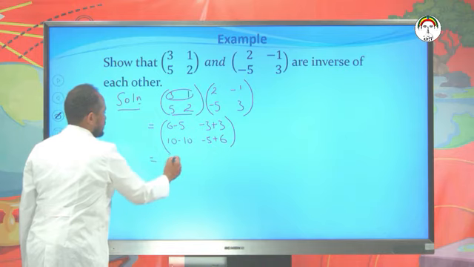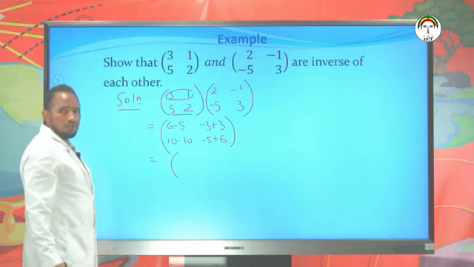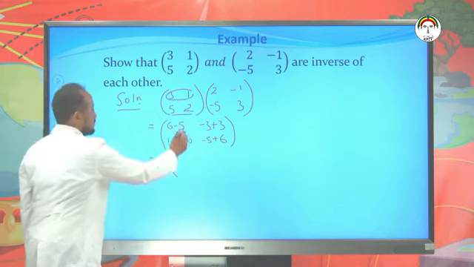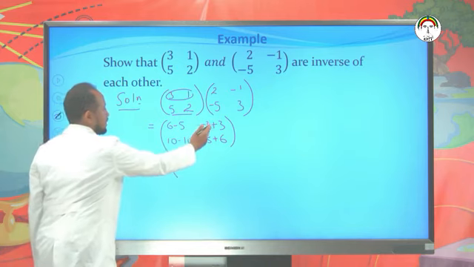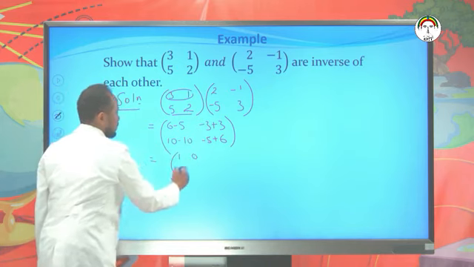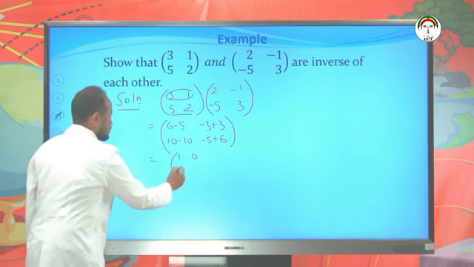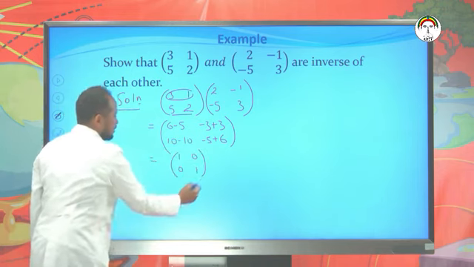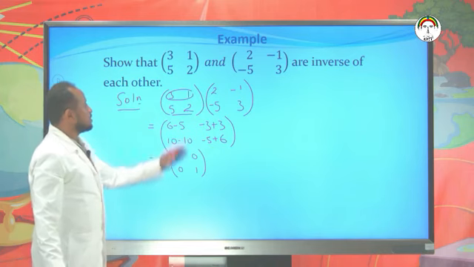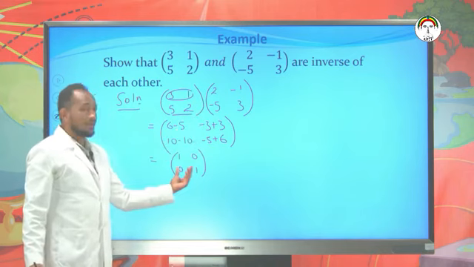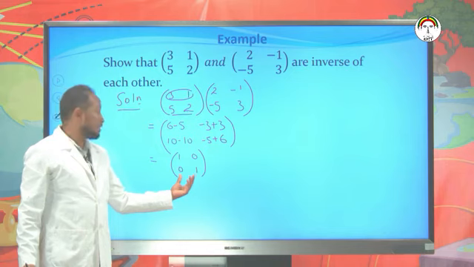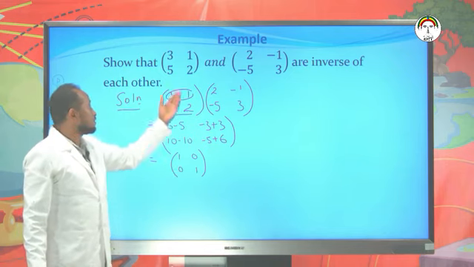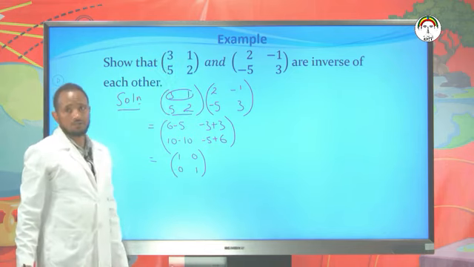Therefore, when you add these, you get this result. 6 minus 5 is 1. Minus 3 plus 3 is 0. And this one is also 0. And the sum of these two is 1. Therefore, as you can see, the product of the two gives you an identity matrix of order 2 by 2, which is equal to the order of the given matrices.